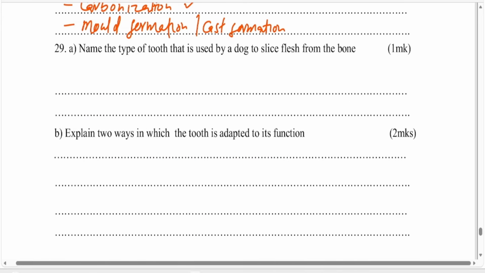Question number 29. Name the type of tool that is used by a dog to slice flesh from the bones. We have dogs which are carnivores, and carnivores have special types of teeth. Apart from the canines, we have the tooth that we call carnassial tooth. This carnassial tooth is specialized for seizing and slicing flesh from bones. So in this case, the name of the tooth is carnassial tooth.